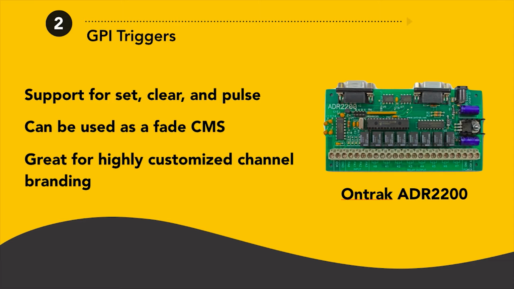And this is really great for highly customized channel branding. You can use GPIs to trigger things like logo insertion, fade to black, squeeze backs, all using a wide variety of hardware like the ROSS MC1. So let's dive into Cablecast and see how we would schedule GPI events in the Cablecast schedule.